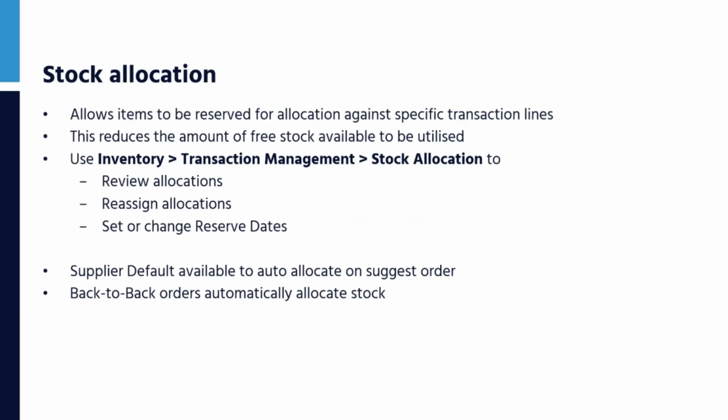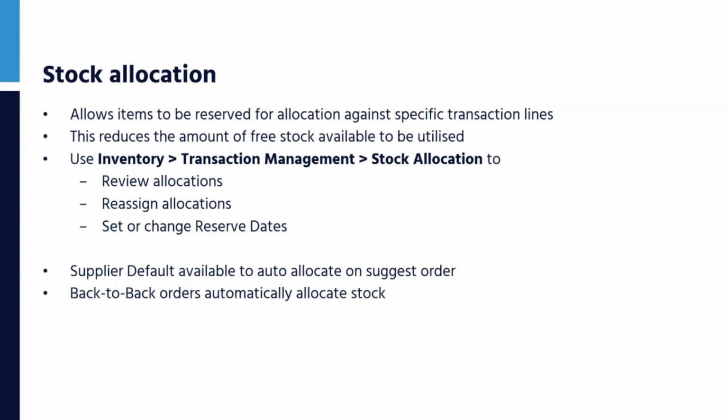And basically the stock allocation, as you're processing transactions, you can allocate that stock, but then there is also the helicopter view of it where you can go to inventory, transaction management, stock allocation. That allows you to review the allocations and reassign those allocations, and then set or change reserve dates for those allocations as well. So there's quite a bit you can do with that.